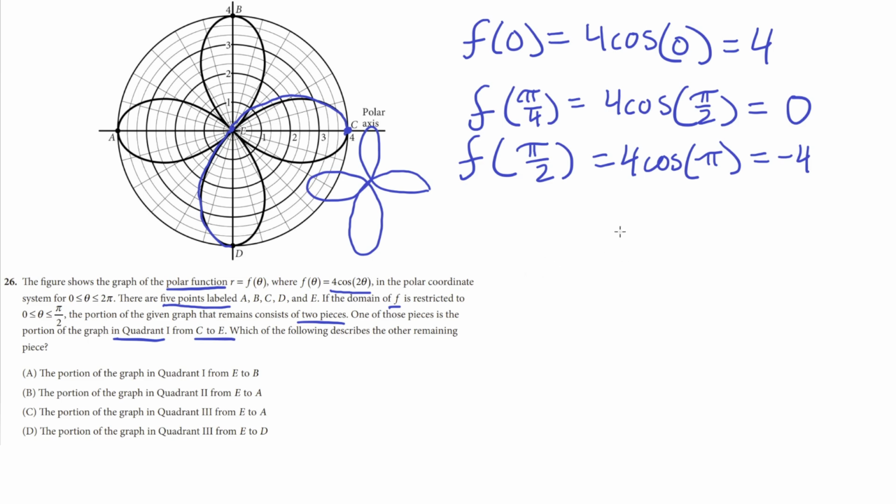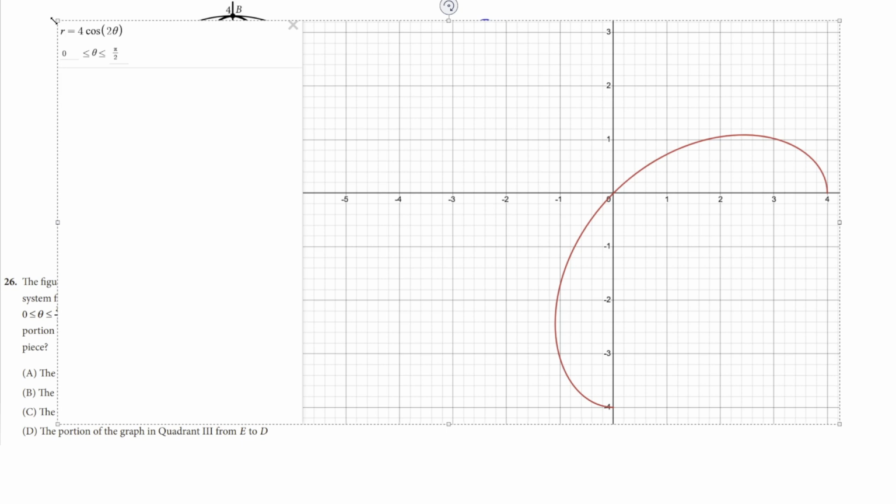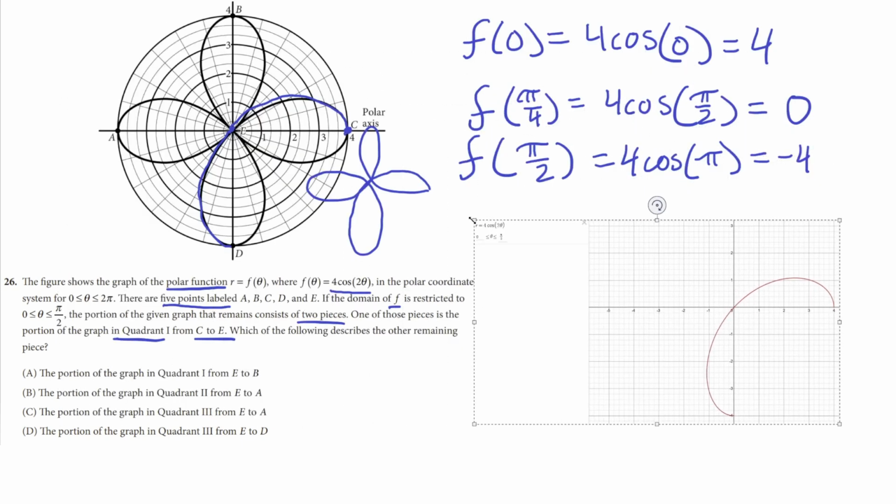And we can confirm that with a graphing calculator just to show you what that looks like. Here we're graphing r equals 4 cosine of 2 theta, but we've restricted the domain from 0 to pi by 2, and we see that all we've drawn here is this arc from C to E, from 4 to the origin, and then the next arc is from 0 down to -4 over here.